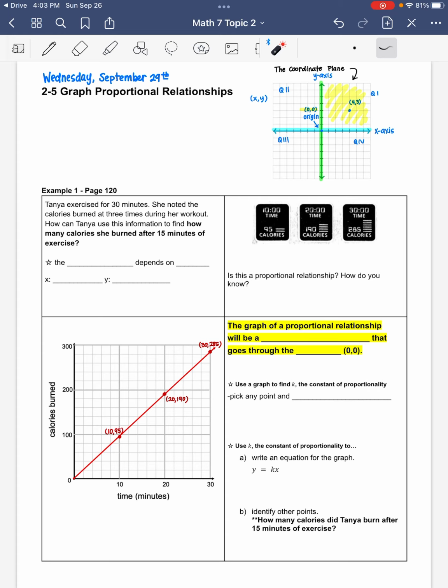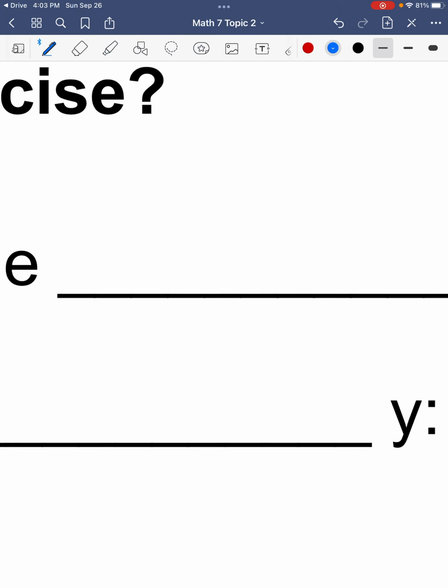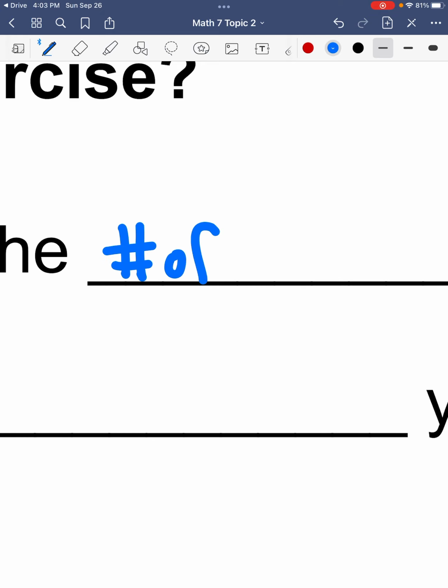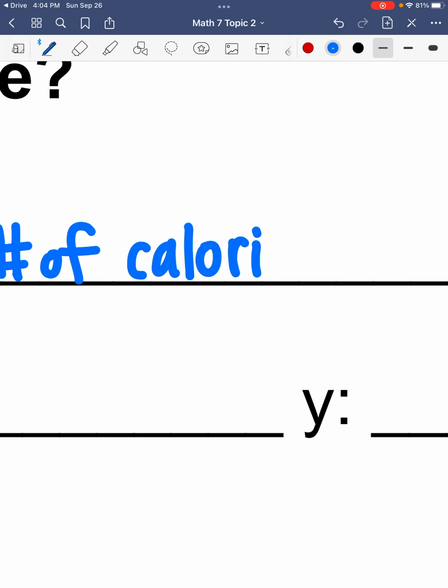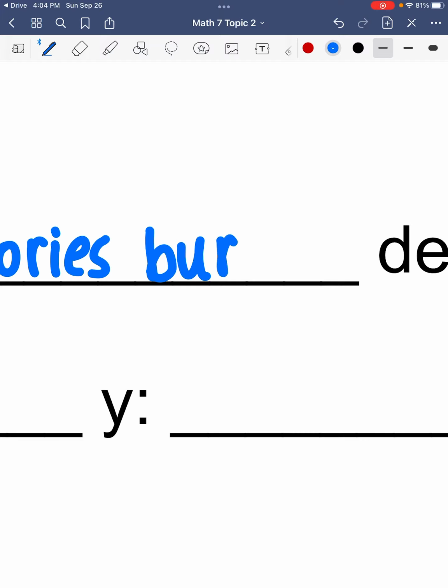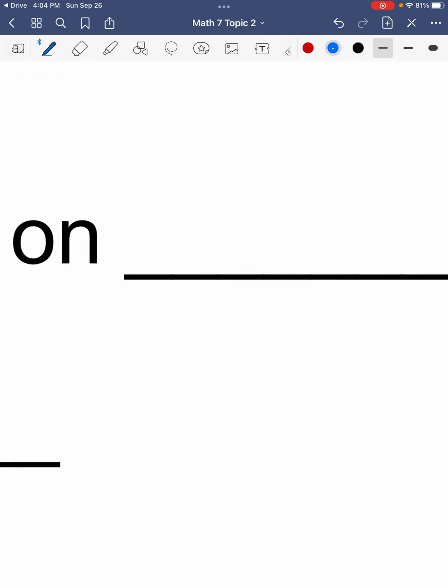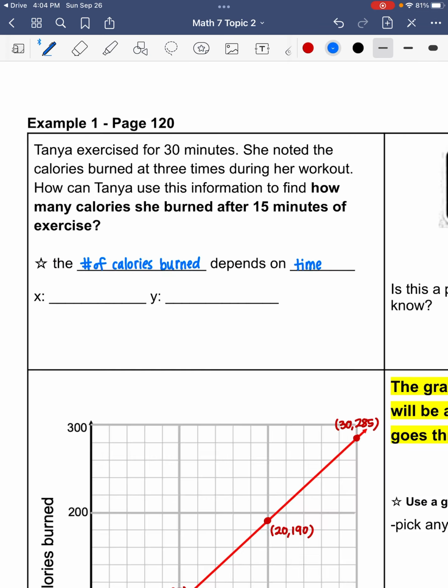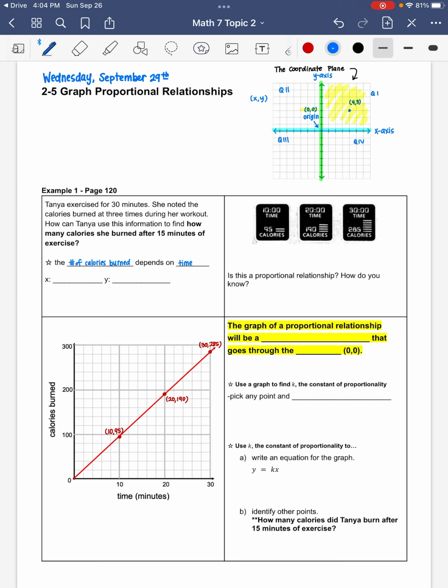Okay, so the way I figure out which quantity goes on the x-axis and which quantity goes on the y-axis is I ask myself, what depends on something else? So when I'm reading this problem situation, I recognize that her calories that she burns depends on how much time she spends exercising. The more time she spends exercising, the more calories she burns. So I know then that the number of calories burned depends on how much time she spends exercising. So the number of calories burned depends on the time.